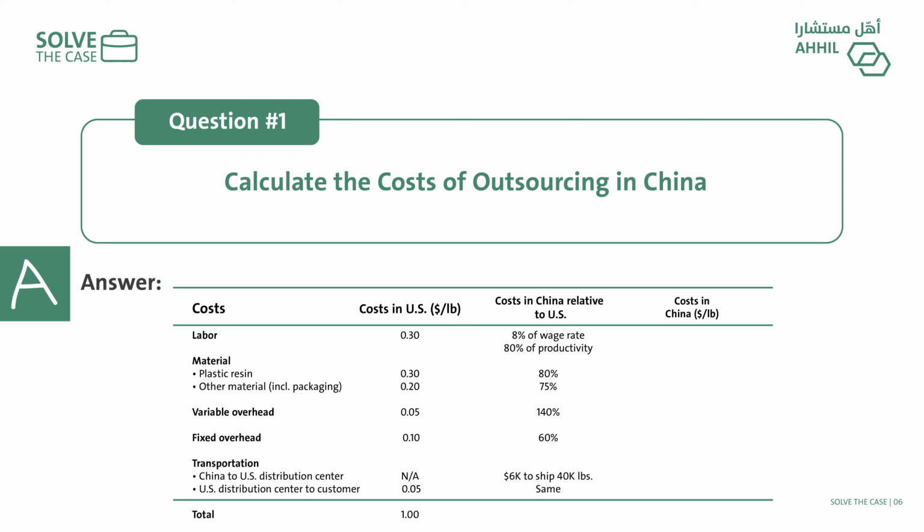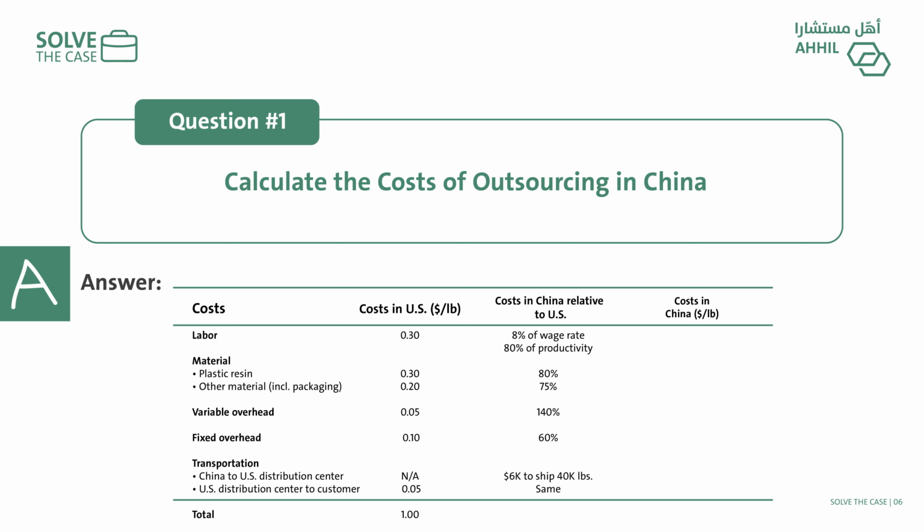So here in our case, we can see that the costs are labor, material, variable cost, variable overhead, fixed overhead, and transportation. And then the interviewer would give you the costs in the US, and then how much are they relative to the US. So you might have a question, and what's the point of having these costs in China in terms of a percentage rather than in terms of dollars?